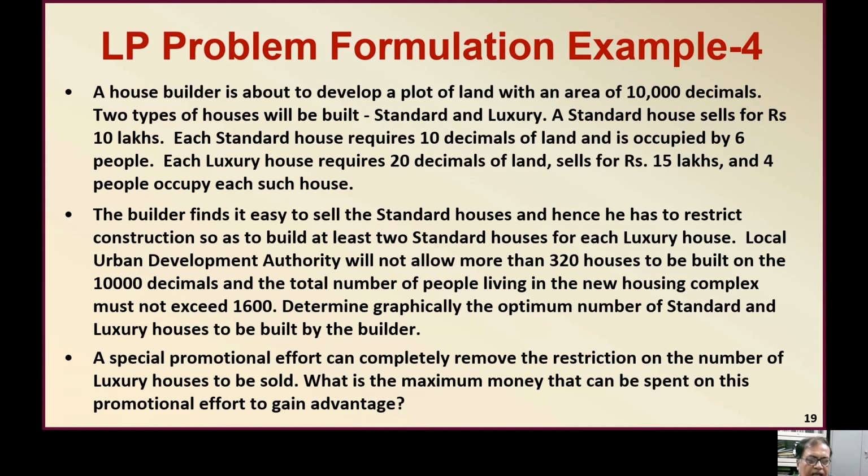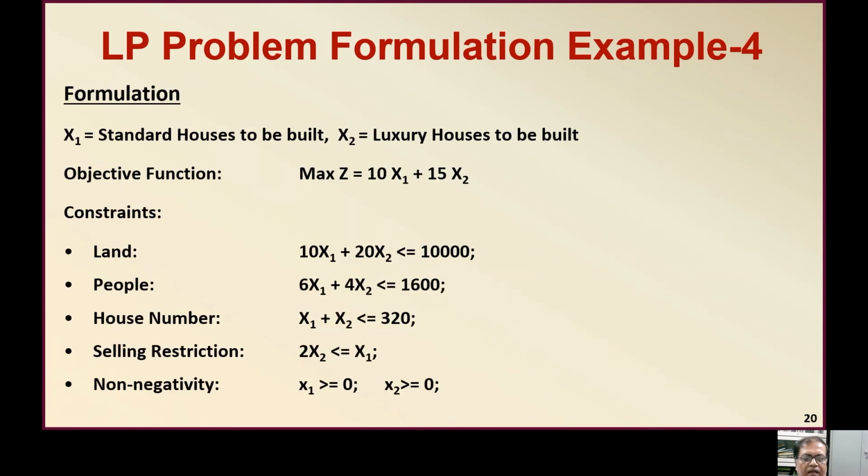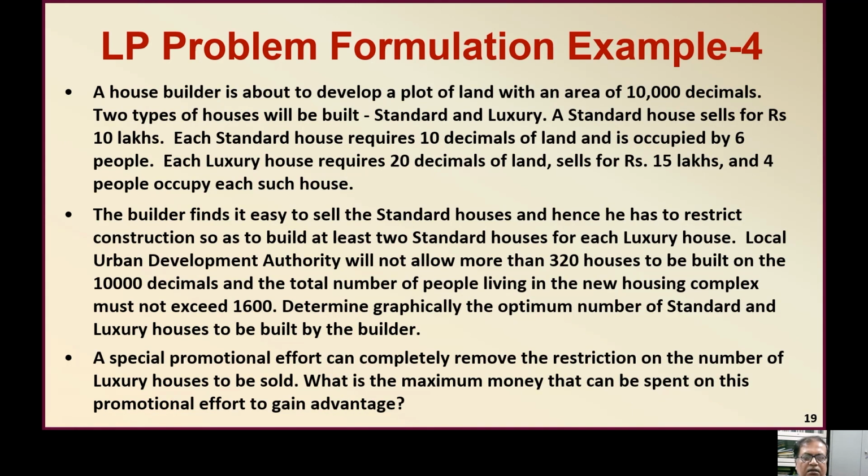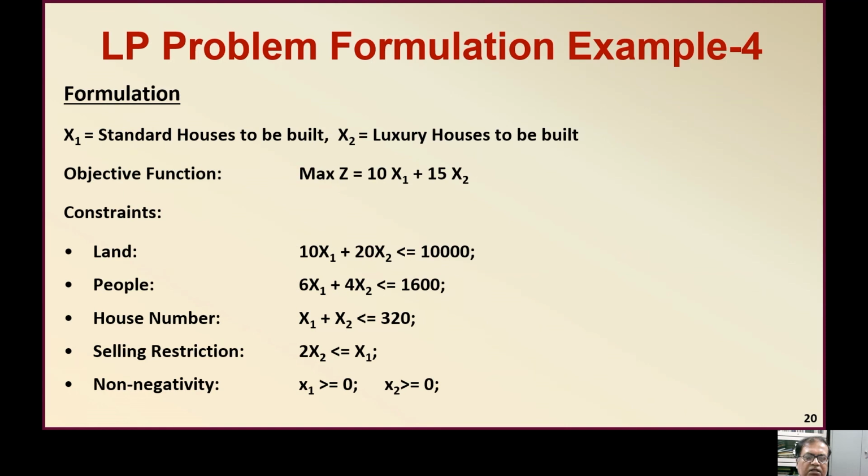So 2 times of luxury houses is 20. So that should always be looked into. So let us see the constraints. The objective function: maximize z equal to 10x1 plus 15x2. That is about the price, because 10 lakhs is the price of a standard house, 15 lakhs is the price of the luxury house. So this is the objective function.